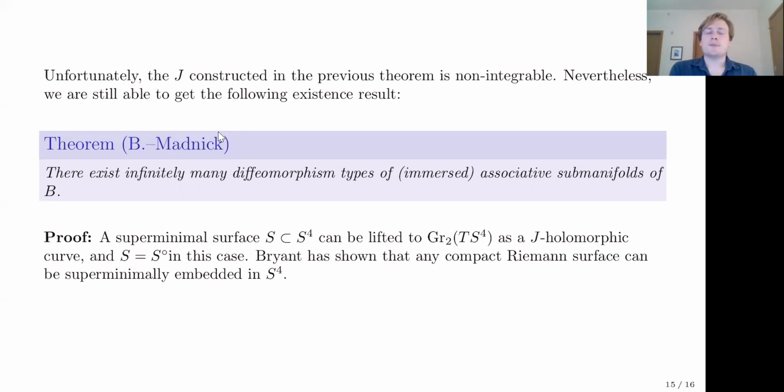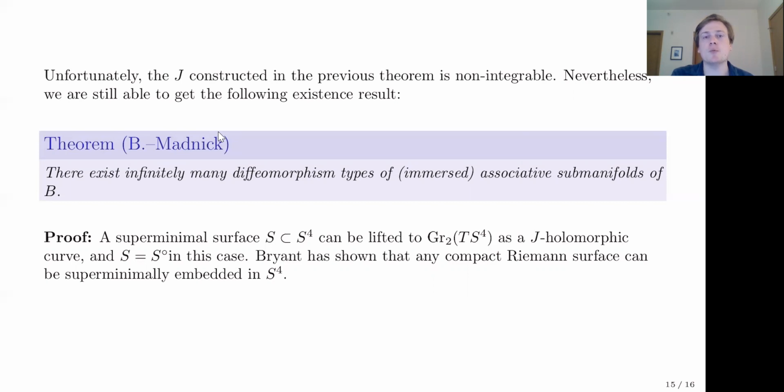It turns out that for something called a superminimal surface S in the 4-sphere, you can lift it to this Grassmannian space in such a way that it turns out to be a J-holomorphic curve. And in this case, you can ensure that this open dense set is actually the whole surface here. So the construction in this case will give you gamma S, which will really be associative on the whole of S.